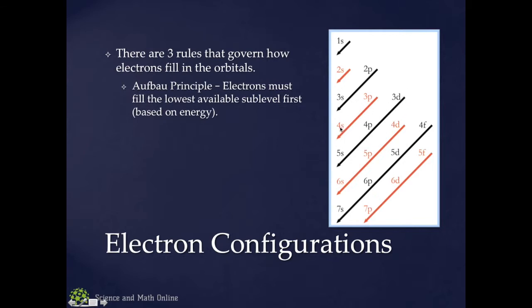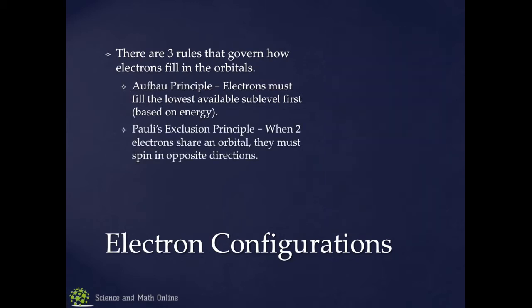3d is actually after 4s, because 3d's energy is a little bit higher than 4s's energy. So we do 4s first, then we do 3d. We'll look at some examples of how that plays out more later. It'll make more sense when you see it being used.